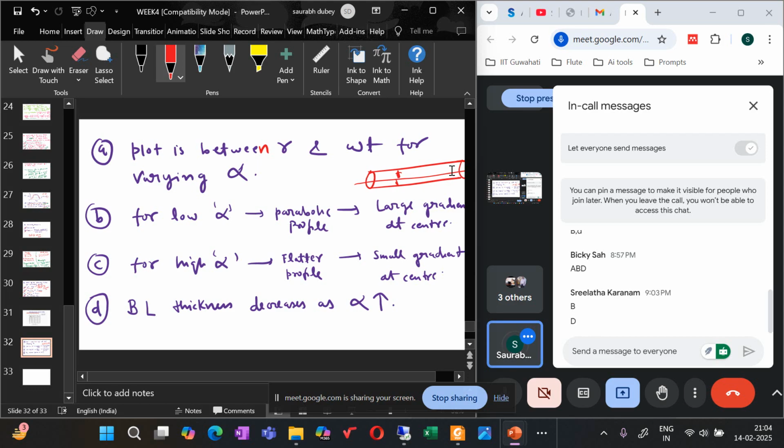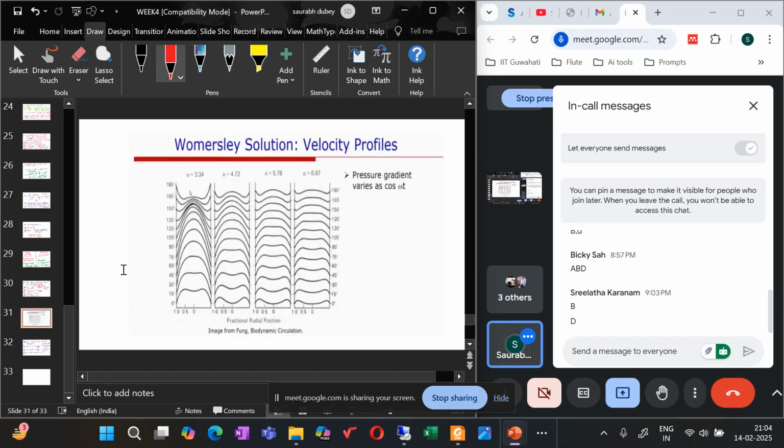Other than that, what is your analysis saying? You just look at the graph. Let me just project that particular screen. You just look at the graph. Towards the horizontal direction, this alpha is increasing, and you have this for different radial locations with omega t. You have these different profiles, right?